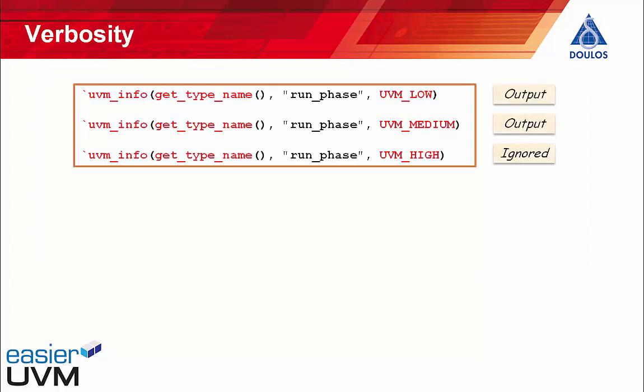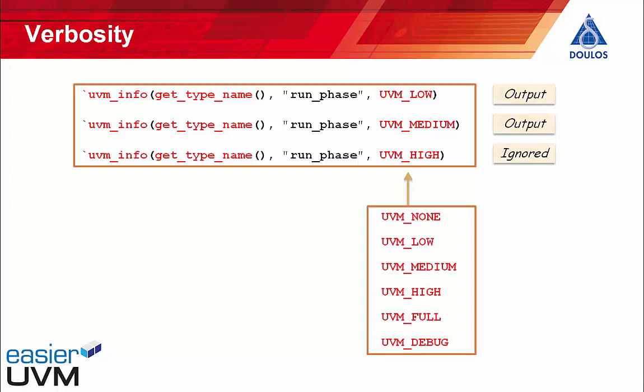Let's take a look at verbosity in a bit more detail. Verbosity is the third argument to the UVM info macro. And verbosity tells you how verbose this particular message is. Messages that have a low verbosity are likely to get output. Messages with a high verbosity are likely not to be output. The default verbosity is UVM medium, and by default any UVM info message that has a verbosity of UVM medium or lower will be output, and any report with a verbosity higher than UVM medium will just get ignored.